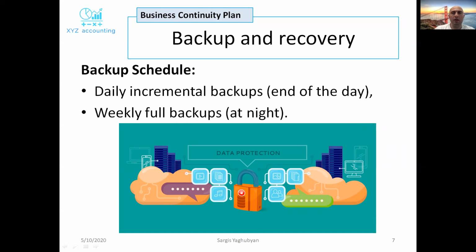Backup and recovery. We have two types of backups scheduled for our business: daily incremental backups at the end of each day and weekly full backups at night. We also use a separate cloud backup storage, Amazon Web Services cloud backup, which encrypts our backup data using encryption keys managed by the Amazon Web Services Key Management Service. And we also have network attached storage, and we are working on a virtual environment that will be ready by the end of this year.